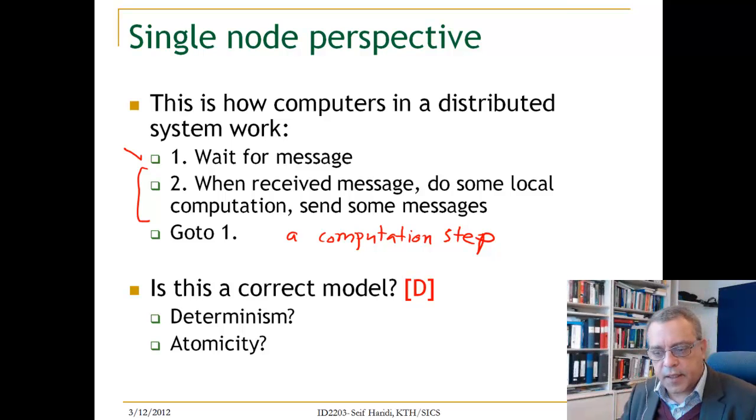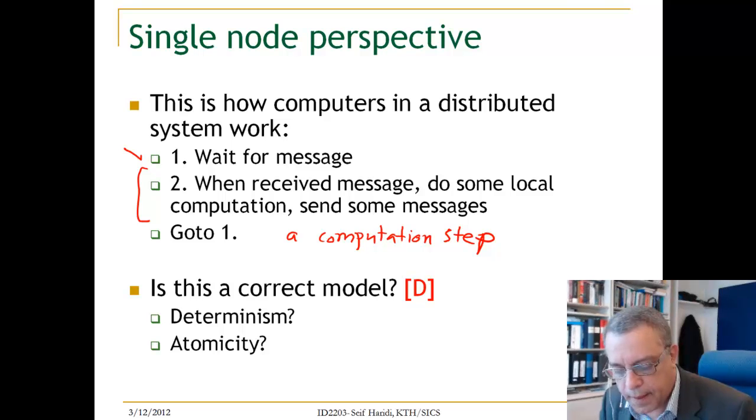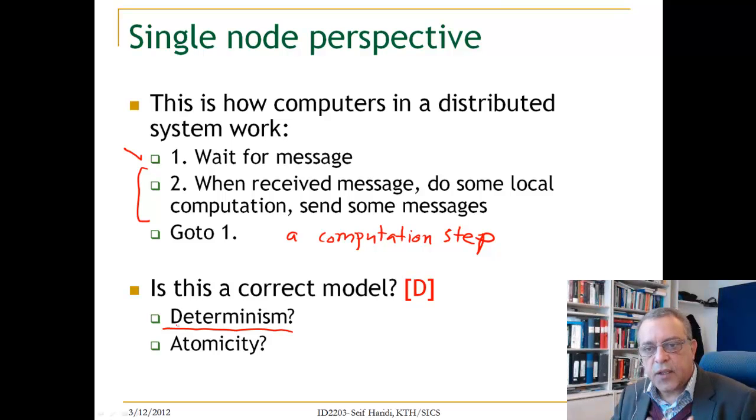So this reflects what we want to model. This is something that you can ask yourself and see if that is correct. You can see, does it really model determinism in the sense that each node is executing in a deterministic way? And does it model atomicity in the sense that when it picks a message from the input buffer, does some computation, and produces some output messages, does it do it in an indivisible way? So just please answer this question.